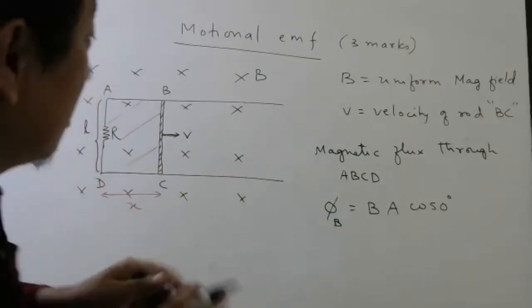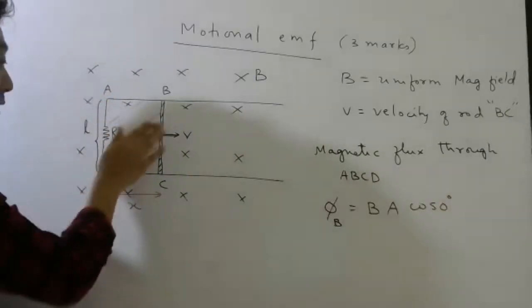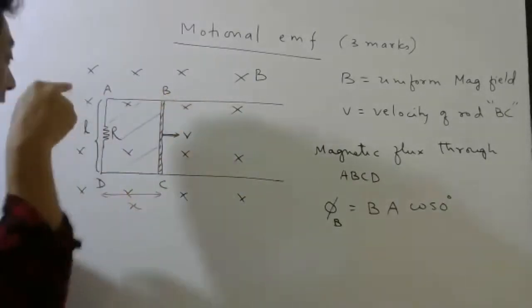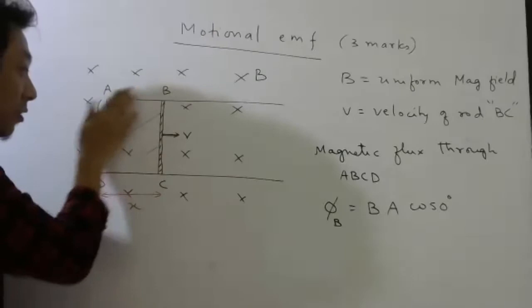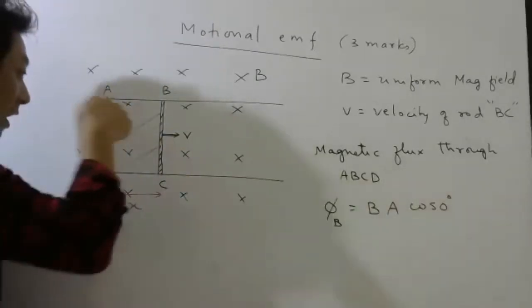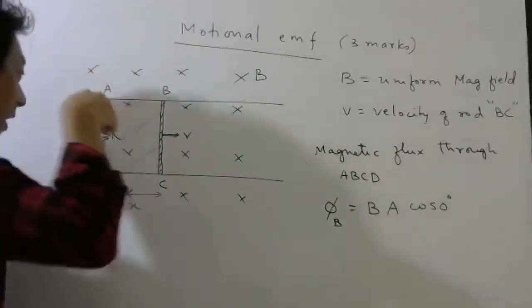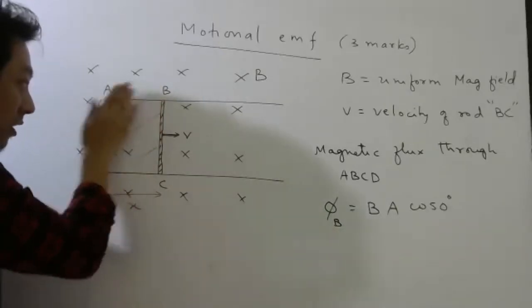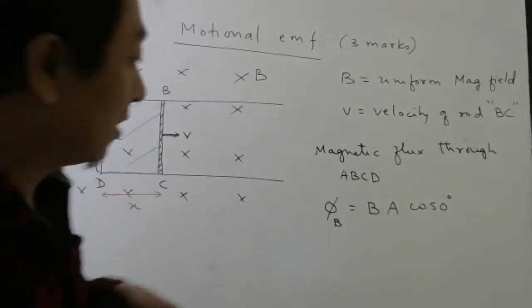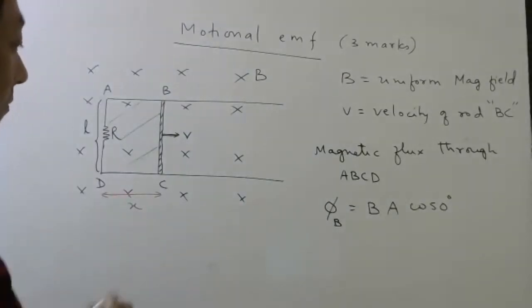The important thing is what? The magnetic field is perpendicular to the plane. The area vector is always perpendicular to the plane of the area. So the area vector is also perpendicular, and the magnetic field is also perpendicular to this. That means they are in the same direction. So I will write cos 0.